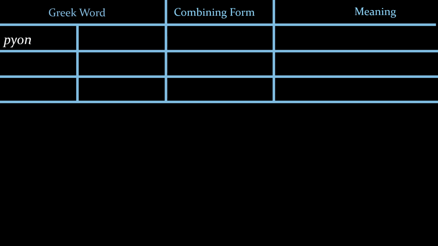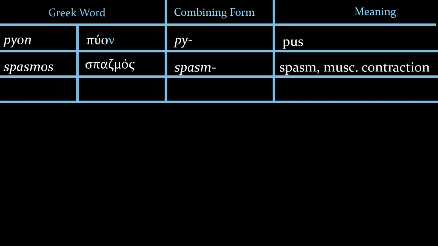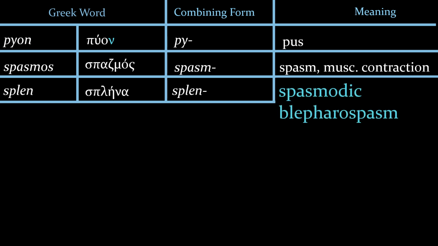All right, just a few more here. We have pion, or if you're an ancient Greek student, puon. And the combining form is py, and this means pus. Next, we have spasmos, which might be an easy one to guess. Spasmos, spasm, or a muscular contraction. And splena, splen, which gives us spleen.